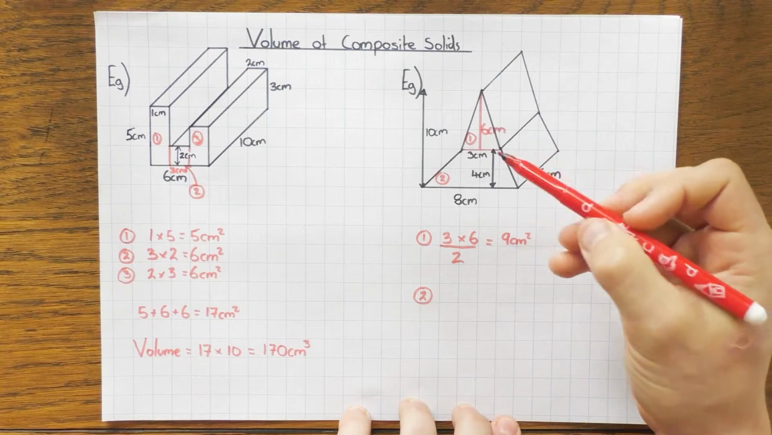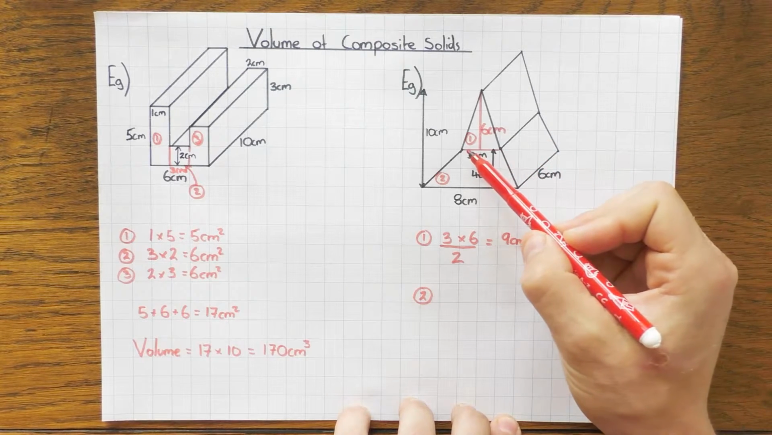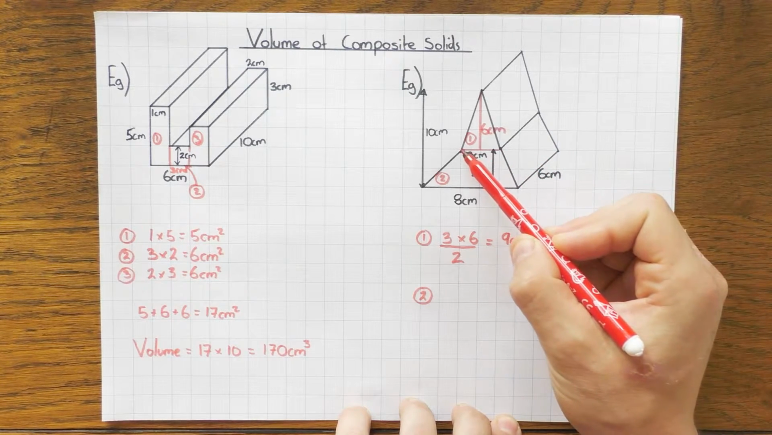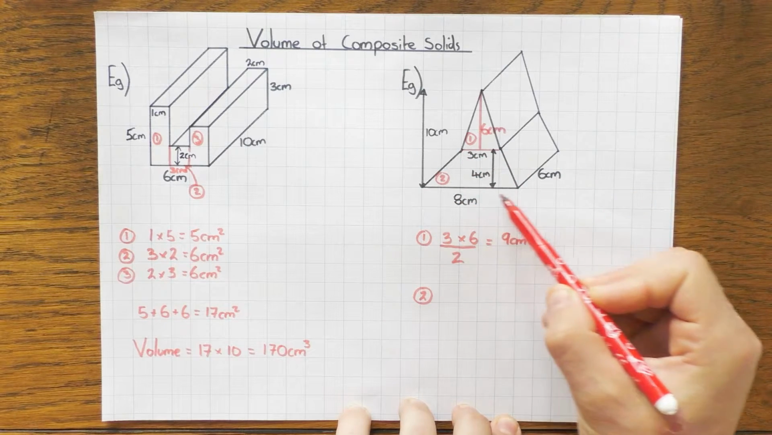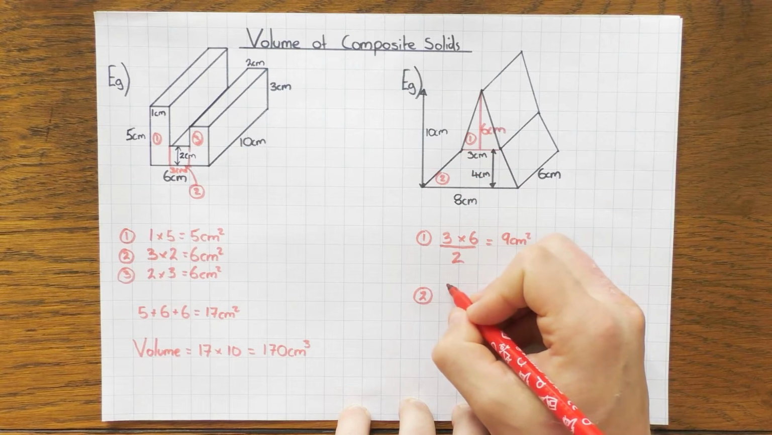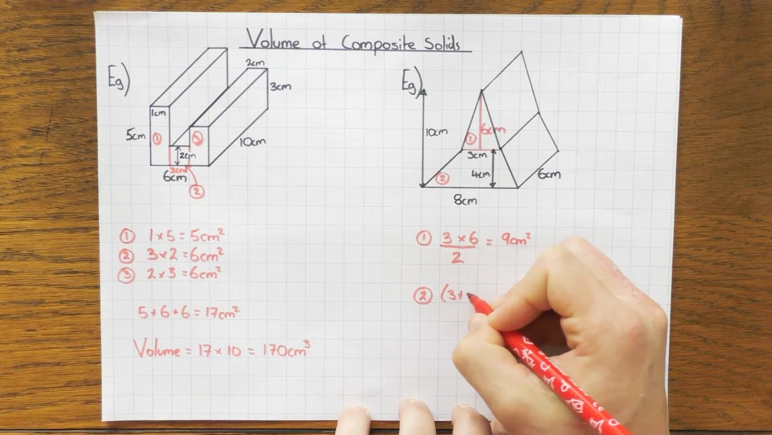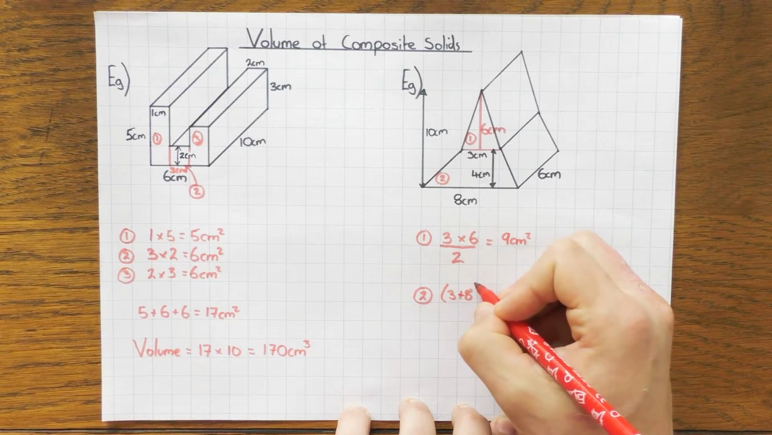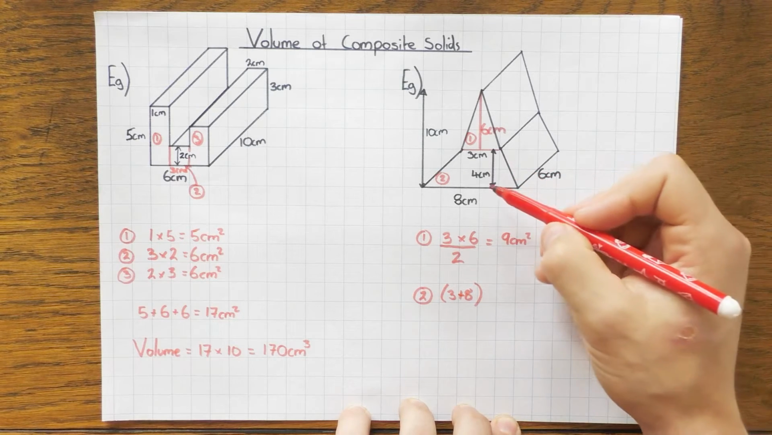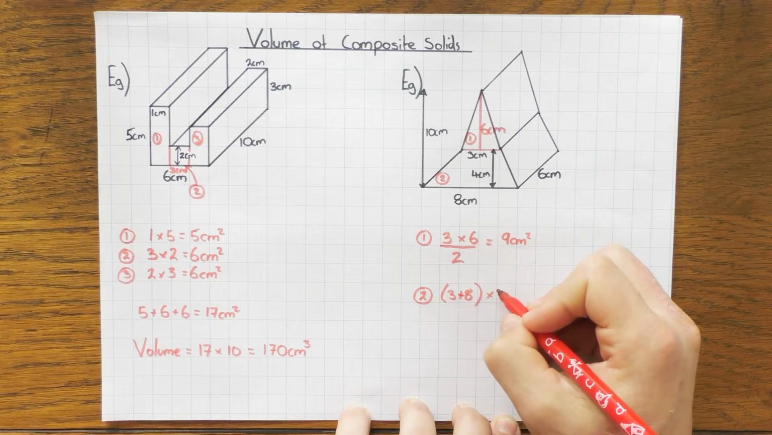Okay, and then I can look at the trapezium. So remember, to work out the area of a trapezium, we add the parallel sides. So that's 3 and 8. So add the parallel sides. So 3 add 8 is obviously 11. We then times it by the height.